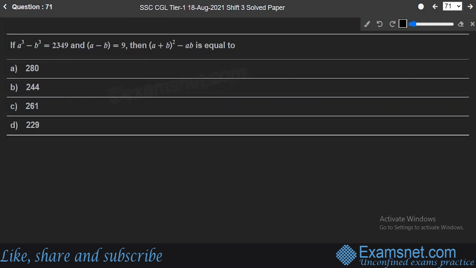So you are given a cube minus b cube is equal to 2349 and a minus b is equal to 9, then you have to find out the value of the given expression. Right? Let's start with the question. In this question, you are given a cube minus b cube is equal to 2349.